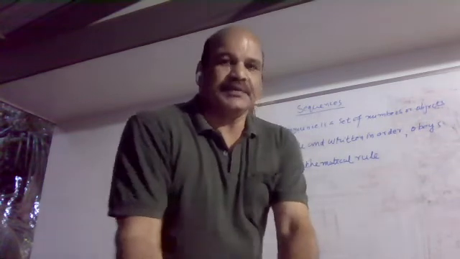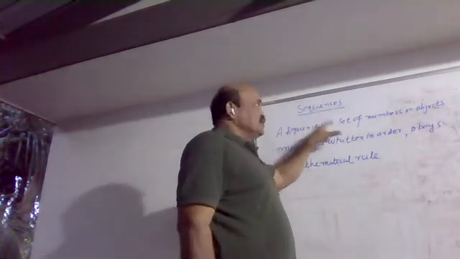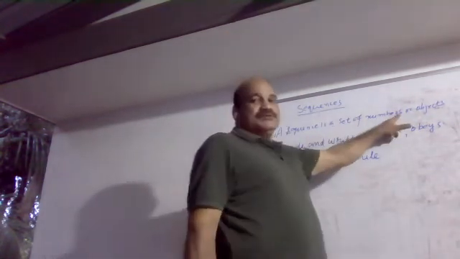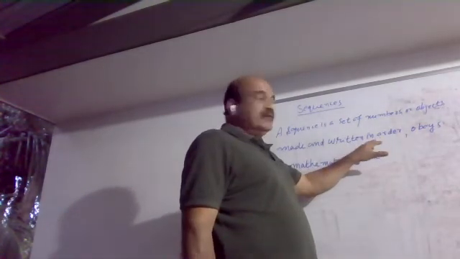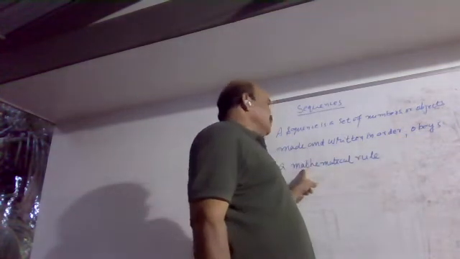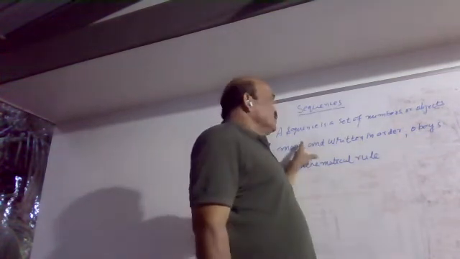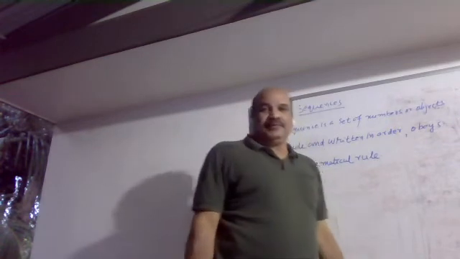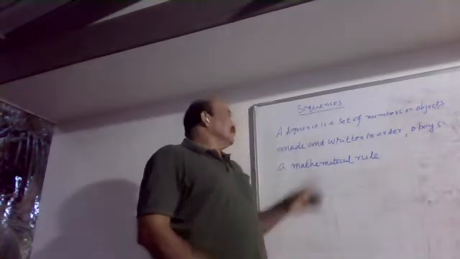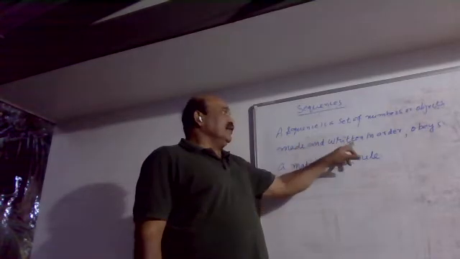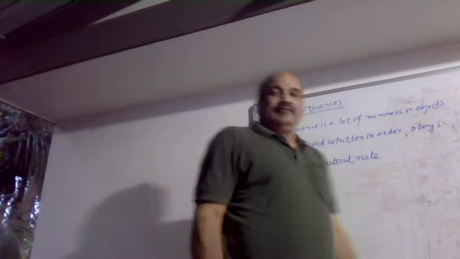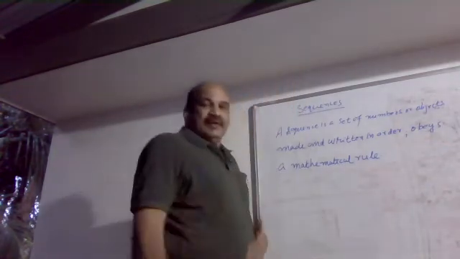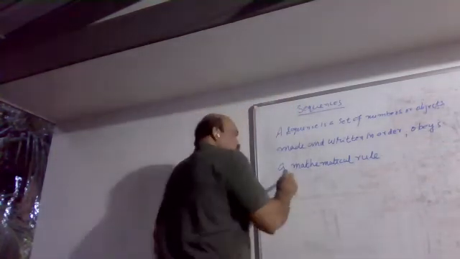You know what is a sequence? A sequence is a set of numbers or objects made and written in order, obeys a mathematical rule. A sequence is a set of numbers or letters written in order and obeys a mathematical rule. Is it clear? Can you tell me an example of a sequence? Anybody? Let's look here.